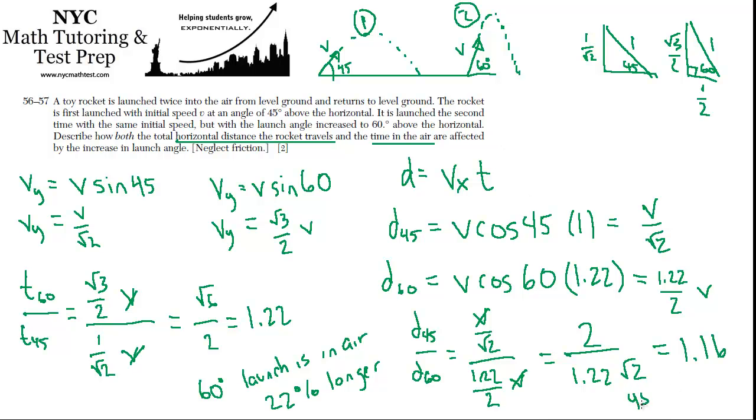So 45-degree launch is 16% farther. And again, qualitative answers are probably okay. All you really have to say to get full credit for this question is not so much in terms of these percentages. It's just that the 60-degree launch angle has more hang time, spends more time in the air, and the 45-degree launch angle has a greater horizontal distance covered. And that's all.